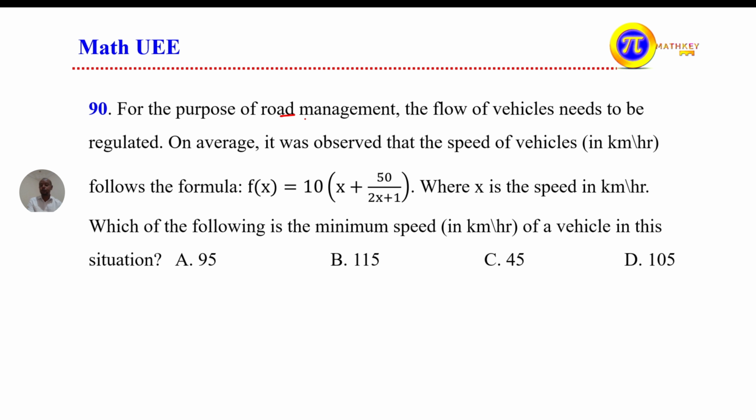For the purpose of road management, the flow of vehicles needs to be regulated. On average, it was observed that the speed of vehicles, in kilometers per hour, follows the formula f of x, where x is the speed in kilometers per hour. Which of the following is the minimum speed, in kilometers per hour, of a vehicle in this situation?